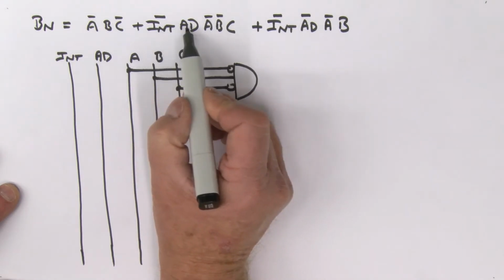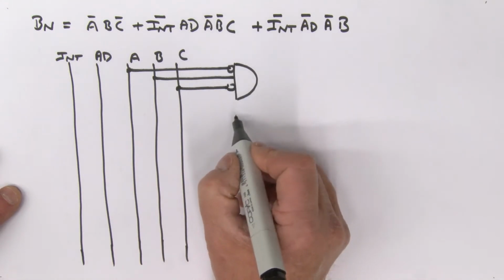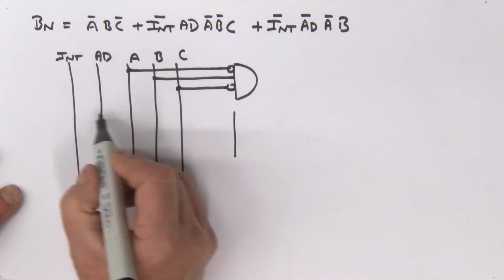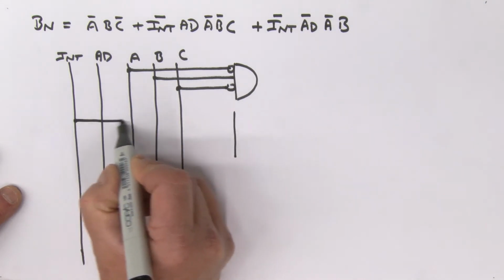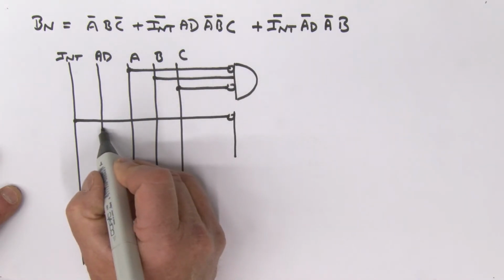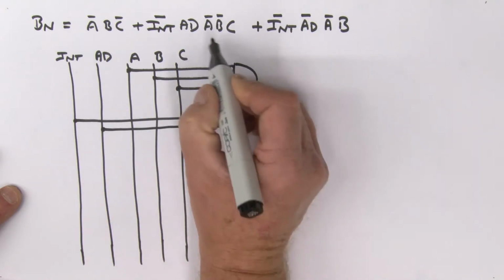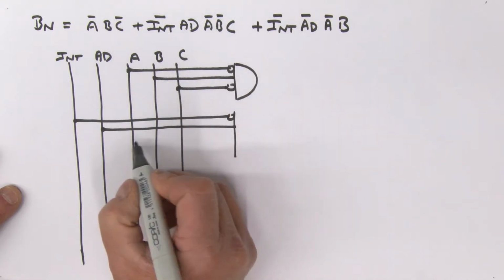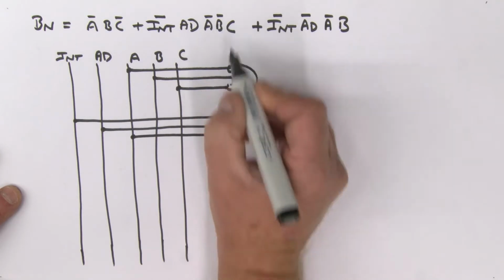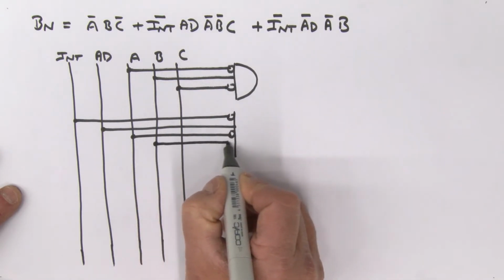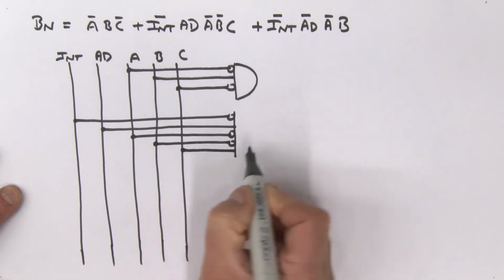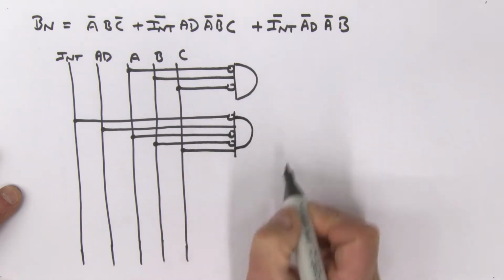Next product term, I've got 1, 2, 3, 4, 5 inputs into it. Okay, so here it is. 5 inputs. So I've got intrusion bar, so I'm going to grab intrusion. There it is. Bubble it. I've got AD, so here is AD. I've got A bar, so grab A, invert. B bar, so grab B, invert, and then C. There is C. So that's my second product term.